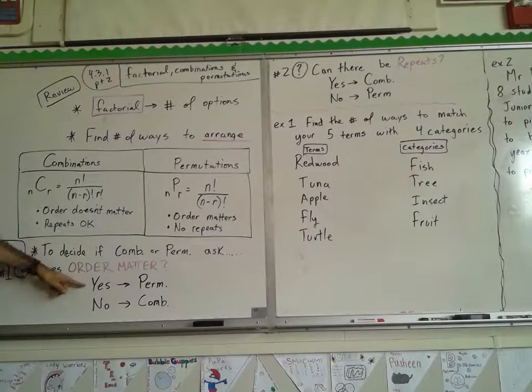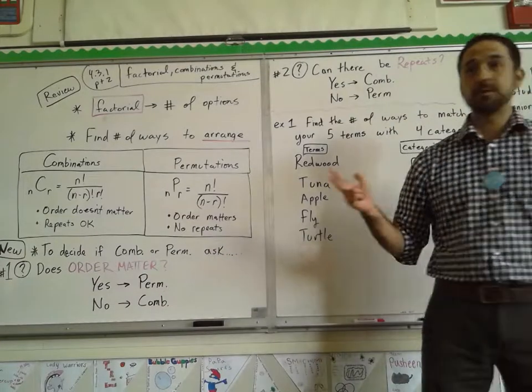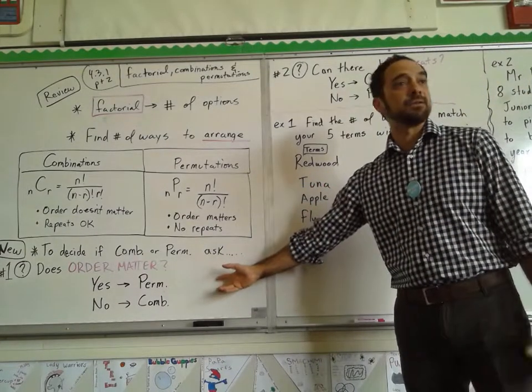No. If order did matter, say if I was picking out a soccer team and I had to pick out my forwards and then my midfielders and then my center back, left back, right back, those are aspects where the order does matter. So then I'd say yes, permutation. If it doesn't matter, like throwing out the balls, then if it's a no, then it's a combination. You have to ask these 2 questions. And sometimes you'll know right off the bat just because it's asked so clearly in the question.